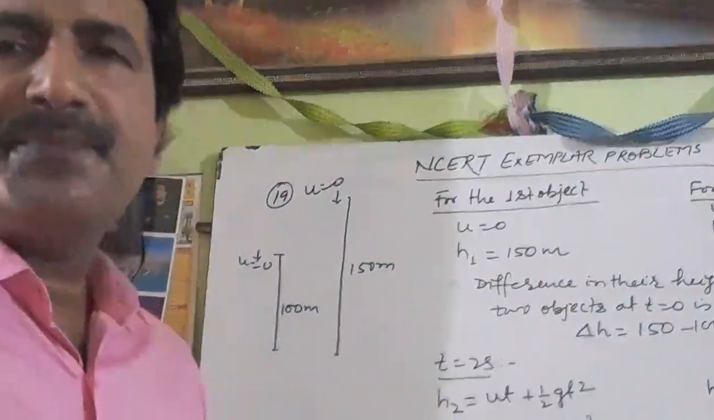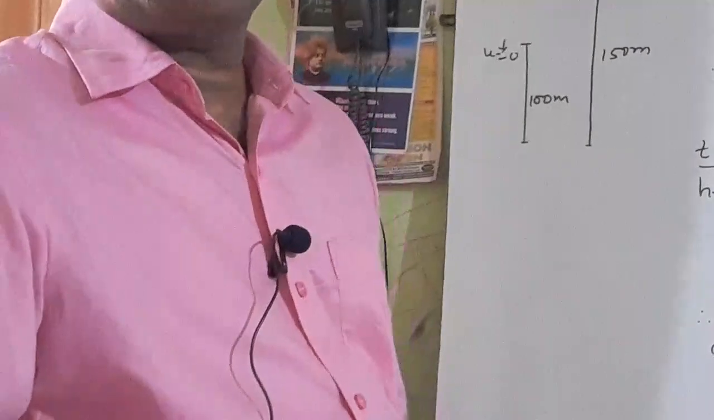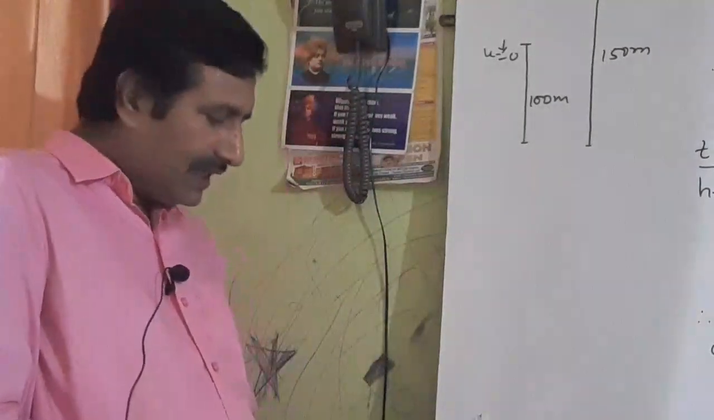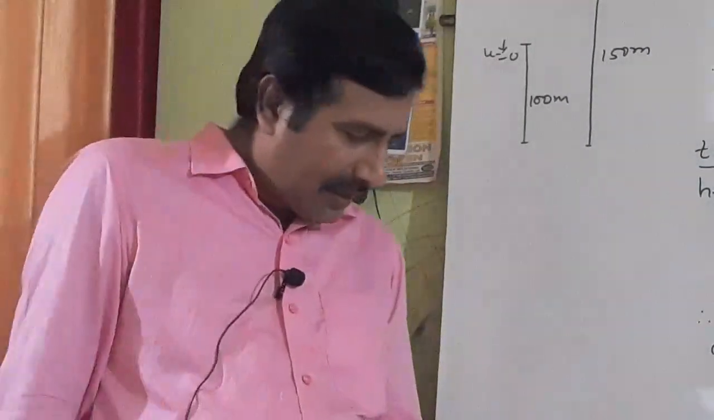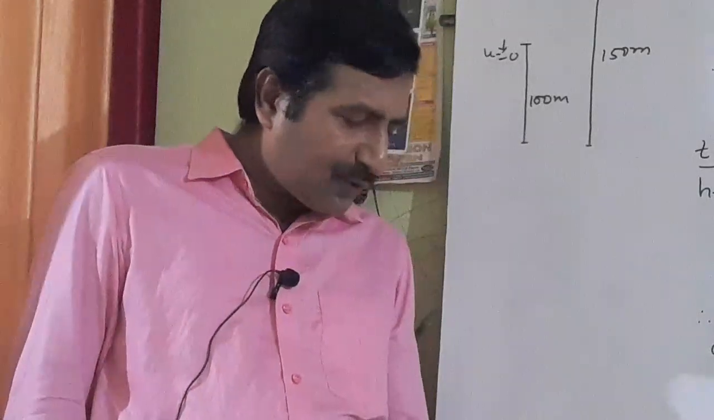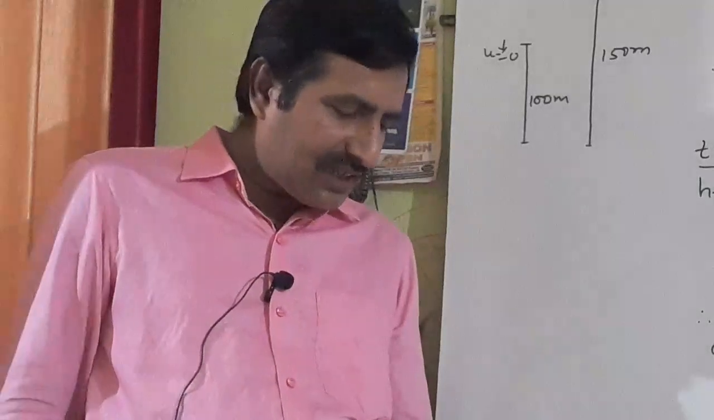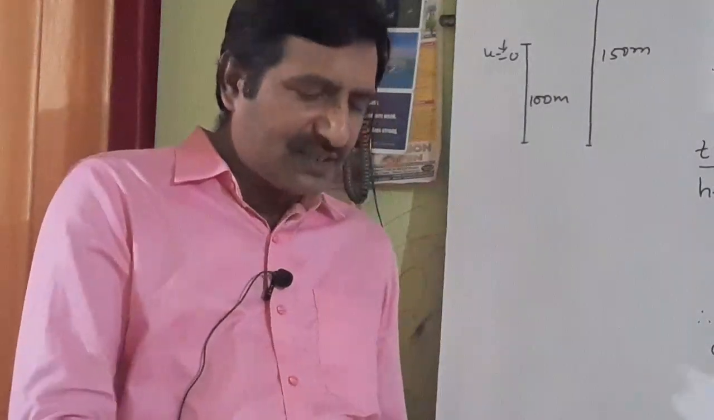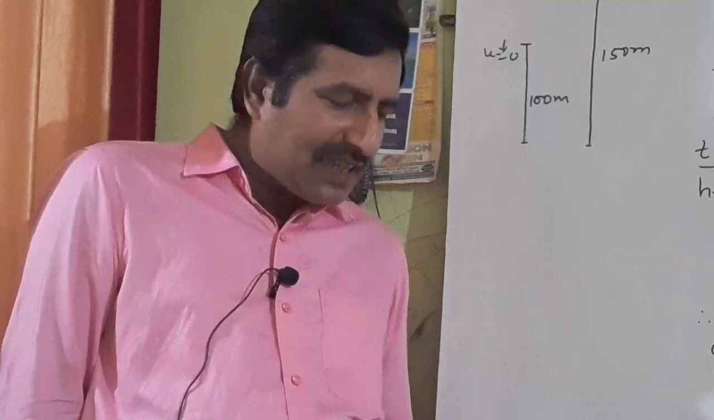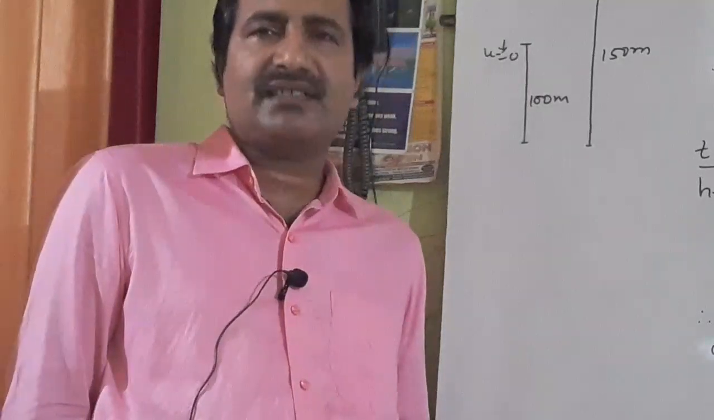Now let us discuss question number 20. Question number 20, you see. In question number 20, it is given an object starting from rest travels 20 meter in the first 2 seconds and 160 meter in the next 4 seconds. What will be the velocity after 7 seconds from the start?